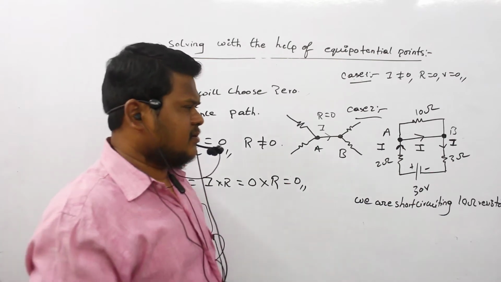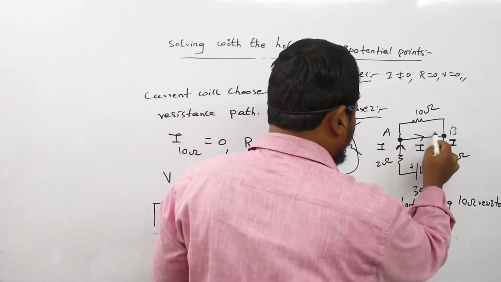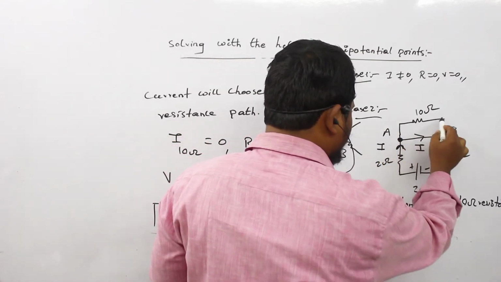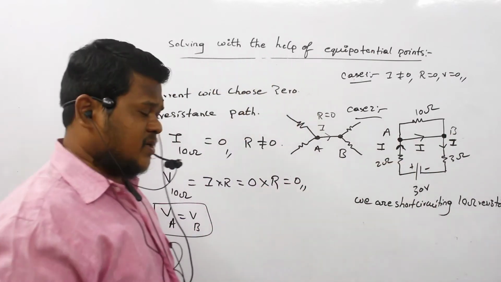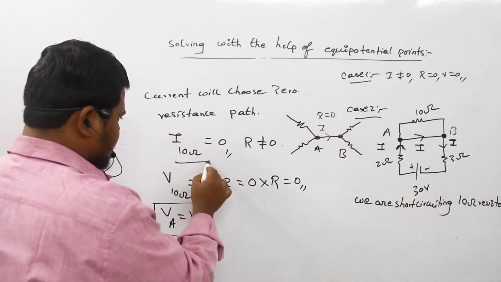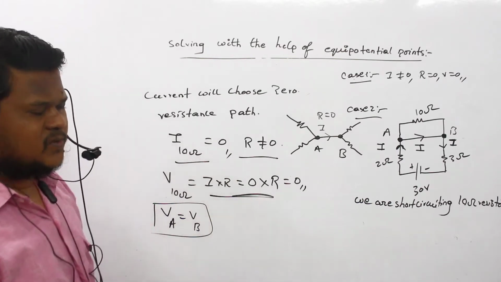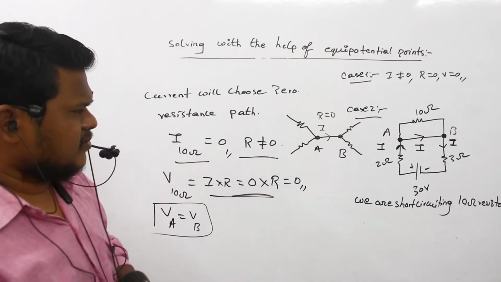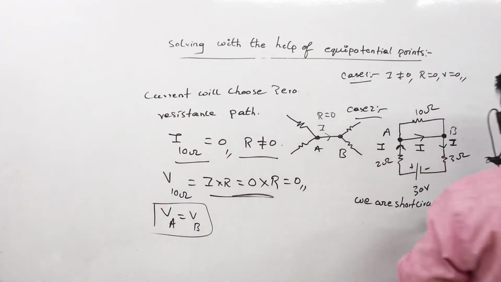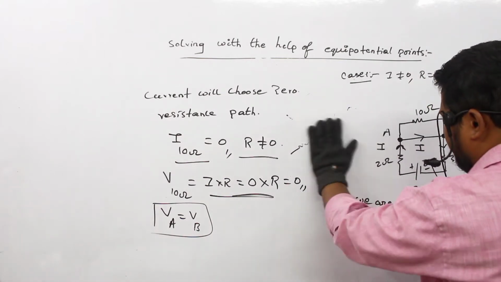In the second condition, if you take this point and this point, current is not at all flowing through this branch, through this 10 ohms resistor. So therefore here, current is 0, resistance is not 0, but still potential difference is 0. Okay. So therefore, how can I redraw this circuit? I can redraw it like this.